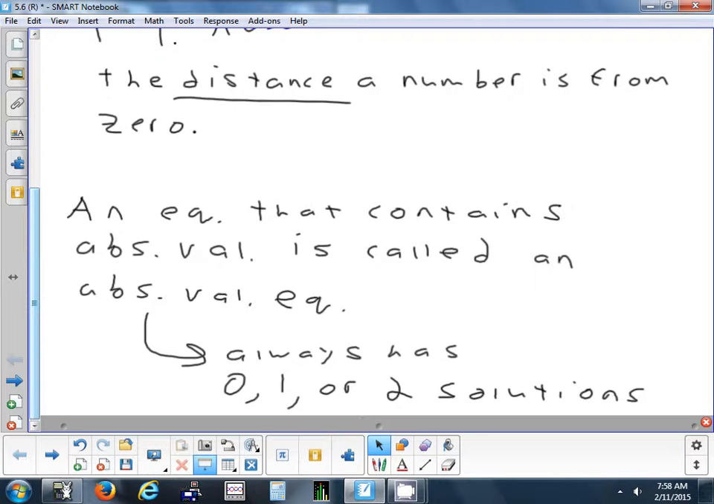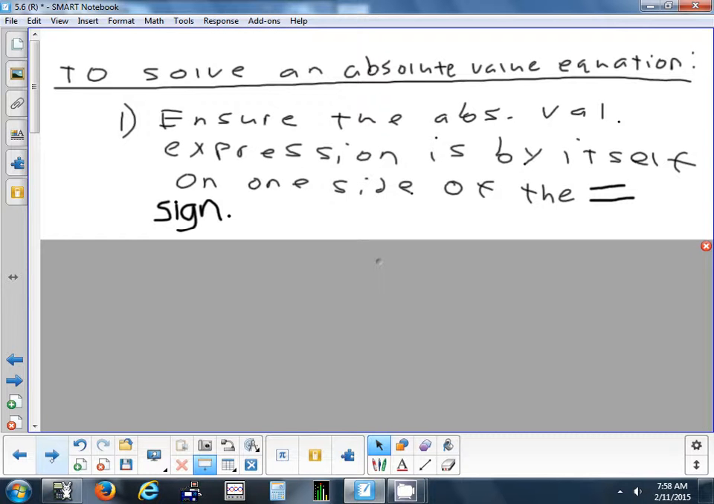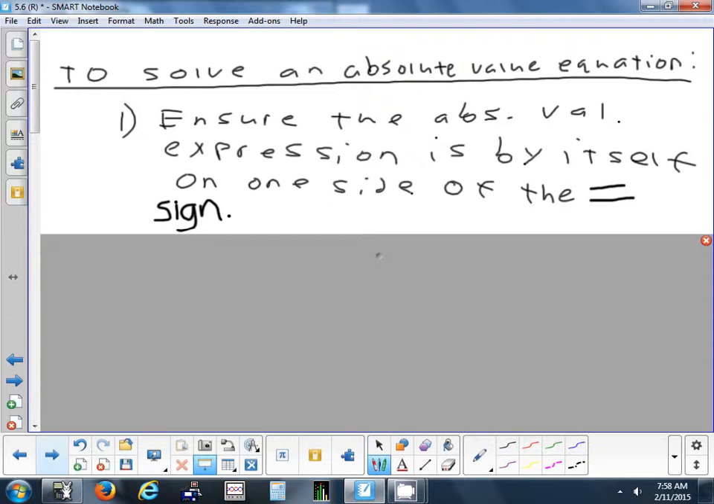So our three possibilities when we're solving an absolute value equation: we get no answer to it, we get exactly one answer, or we get exactly two answers. Okay, so those are the three different possibilities that could happen. Now we're going to go through the steps on how you solve an absolute value equation.